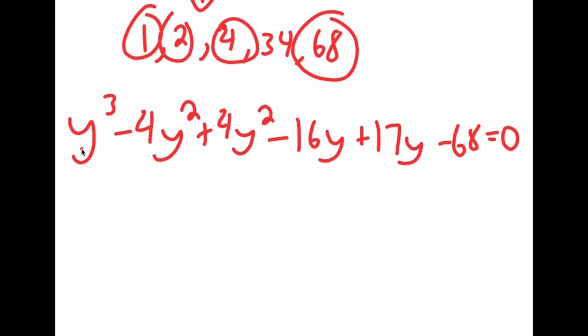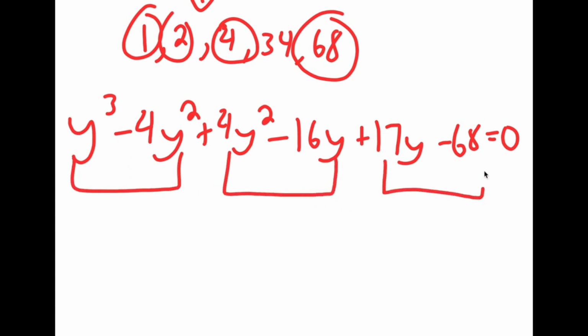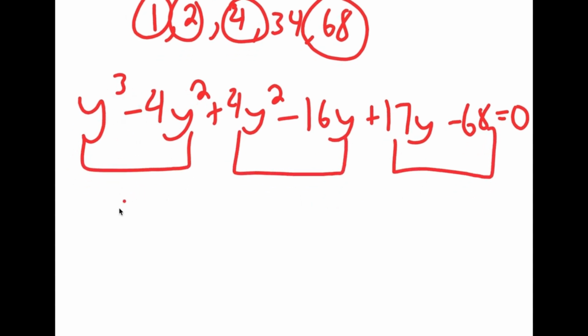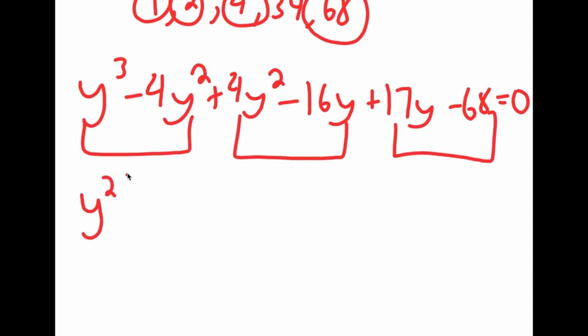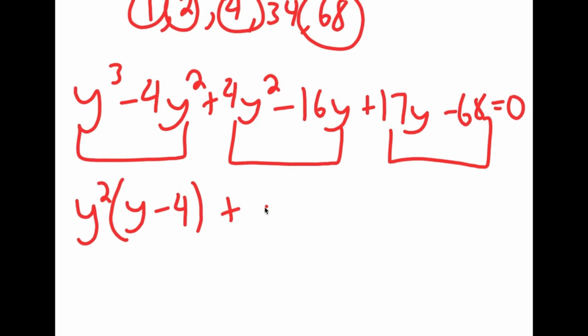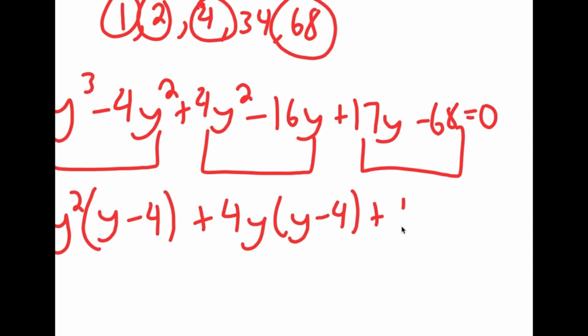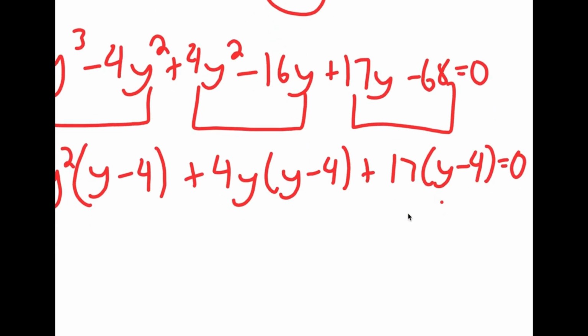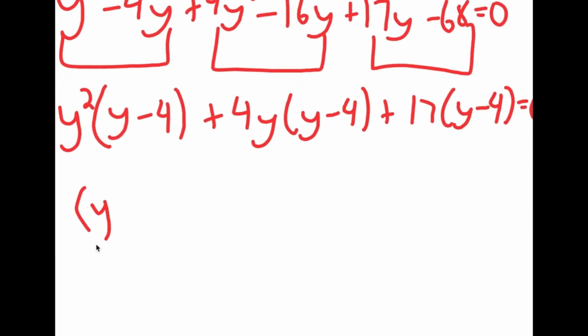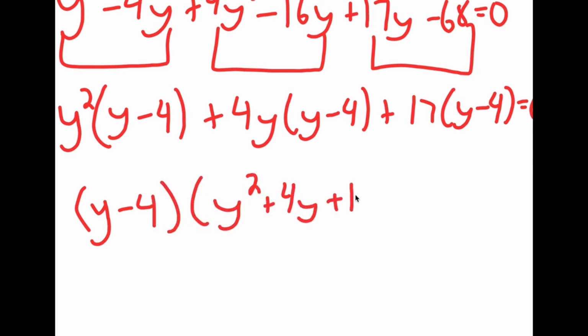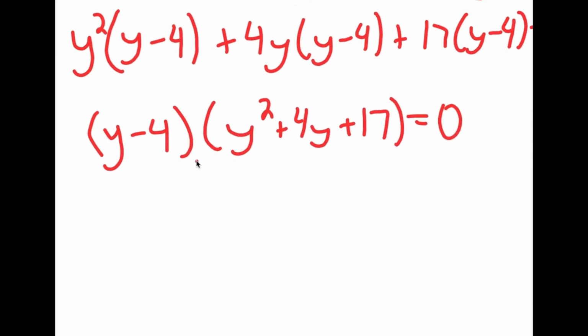Now I'm going to factor by grouping. So these two are a group, these two are a group, and these two are a group. From y to the power of 3 minus 4y squared, I'm going to factor out y squared because that's the greatest common factor. So I get y squared times y minus 4 plus, from 4y squared minus 16y, I'm going to factor out 4y, so I get 4y times y minus 4. And from 17y minus 68, I'm going to factor out 17, so I get 17 times y minus 4 is equal to 0. Now if I factor out y minus 4, I get y minus 4 times y squared plus 4y plus 17 is equal to 0.